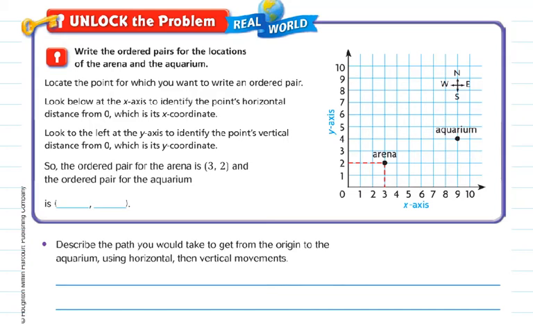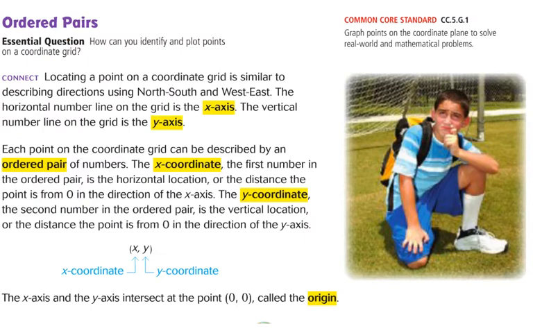Students, in lesson 9.2, we are going to be working with ordered pairs, and our essential question for this lesson is, how can you identify and plot points on the coordinate grid? So what we're going to do, boys and girls, is we're going to start with connect.